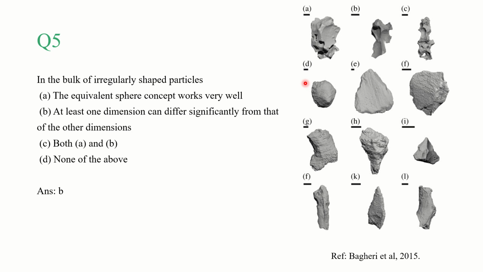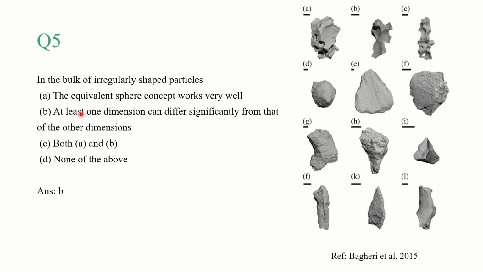Like if we are taking a cube, it is equi-distributed around the center of mass, similar to the concept of a sphere. So we can use the equivalent sphere concept for such particles like cube, certain spheroids, and so on, wherein one of the dimensions is not very significantly differing from the other dimensions. But in the bulk of irregularly shaped particles, these are cases of only a few cases wherein we can use the concept of equivalent sphere.